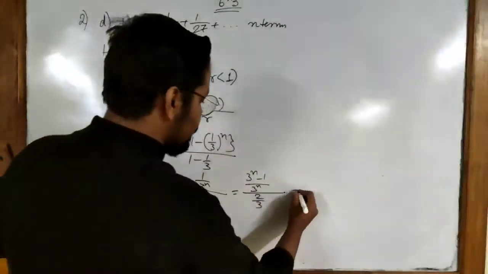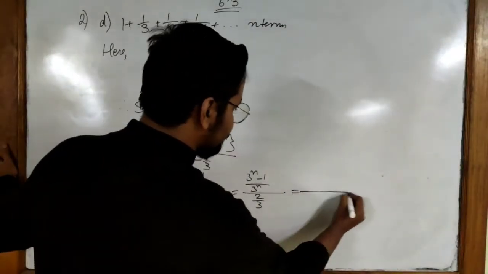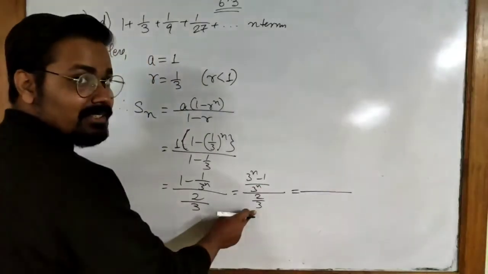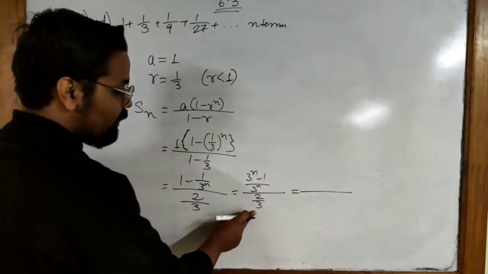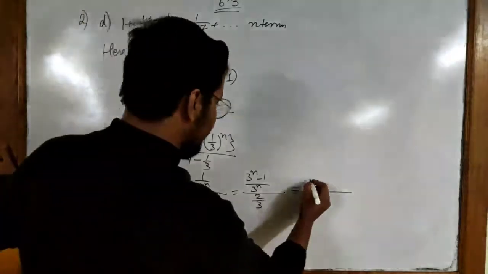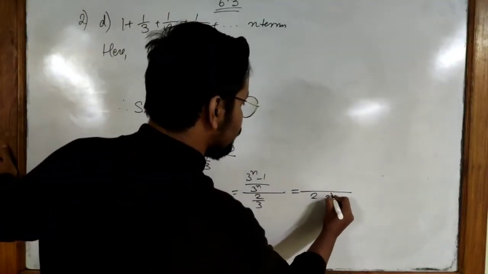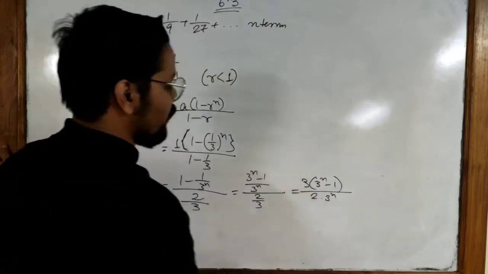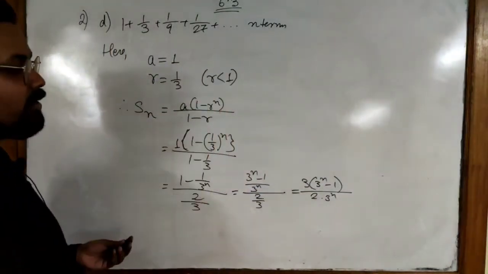So ultimately what we get is, it will be 3 to the power n, and 3 will cancel each other. So we can get something like 2 into 3 to the power n, and at the top we will get 3 into 3 to the power n minus 1. So that's what we can write. We can end it here.